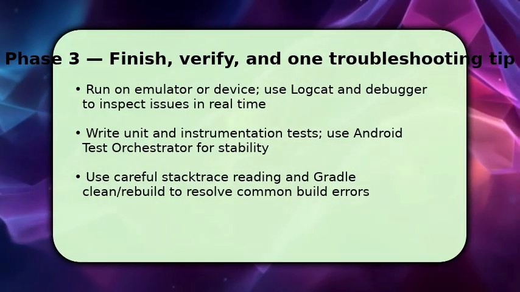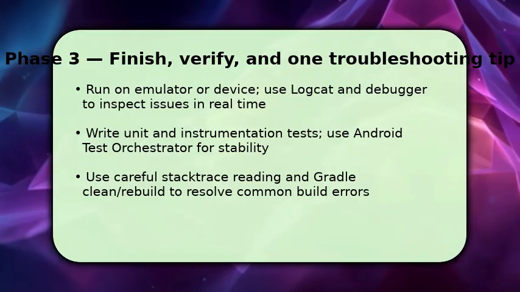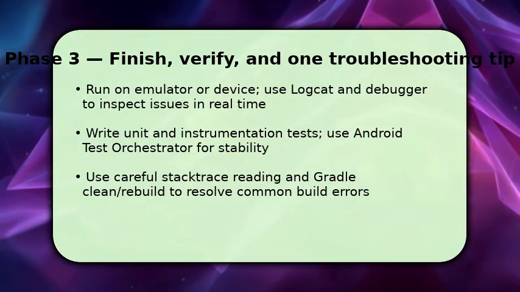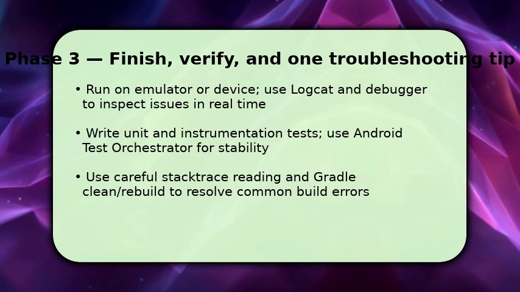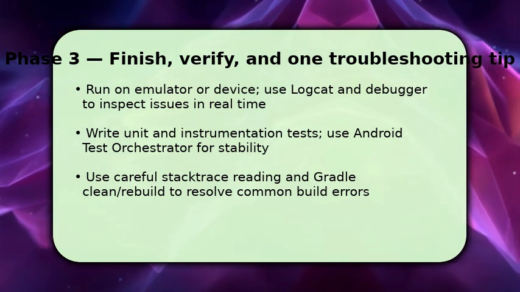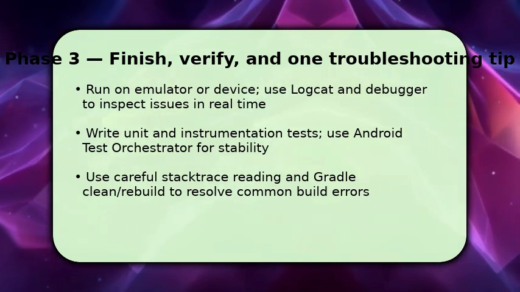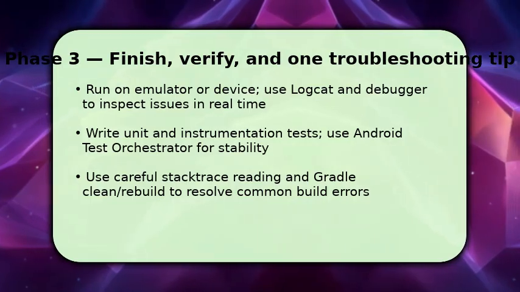Add unit tests for logic and instrumentation tests for UI to catch regressions. If builds fail, read the stack trace top to bottom, then try Gradle clean and rebuild. Often a corrupted cache or mismatched dependency causes the issue, so clear caches before deeper debugging.